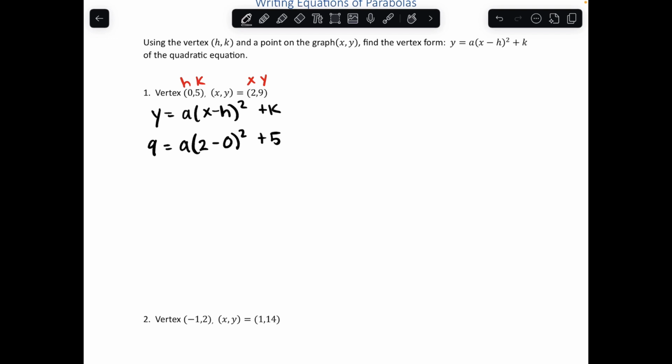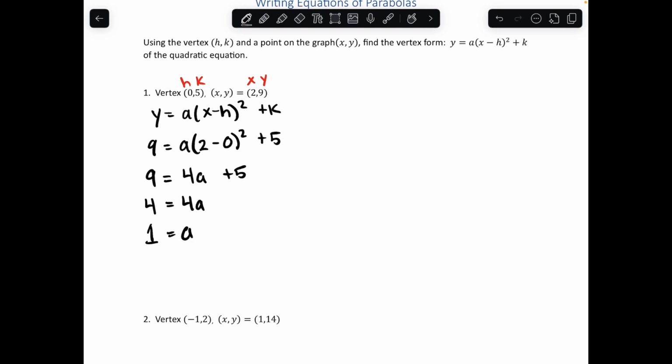We can kind of simplify this out. In parentheses, we have 2 minus 0, so that's just going to be 2. Now 2 squared is going to be 4. So we'll have 9 is equal to 4 times a plus 5. We can then subtract 5 over, and so we'll have 9 minus 5 is equal to 4, so 4 equals 4 times a. Divide both sides by 4, and we're going to get that a is equal to 1.